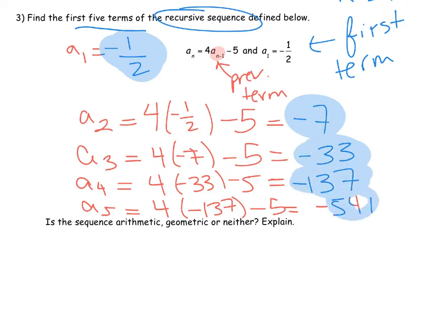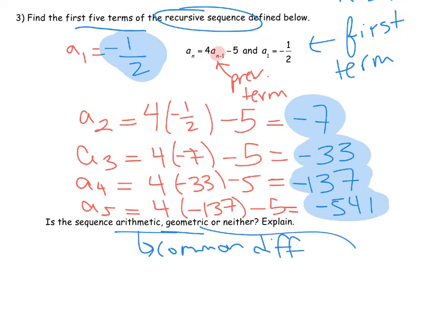Okay, now the next piece is saying it wants to know if either of these sequences are arithmetic, geometric, or if it's going to be neither. So arithmetic, you guys have to remember, there's a common difference. And in order for something to be geometric, there has to be a common ratio. Okay, those are the two differences. So if you look at each term, as I go from 1/2 to negative 7 to negative 33 to negative 137 and so forth, is there any kind of pattern? Am I multiplying by the same amount every time, or am I adding by the same amount every time? Think about it.